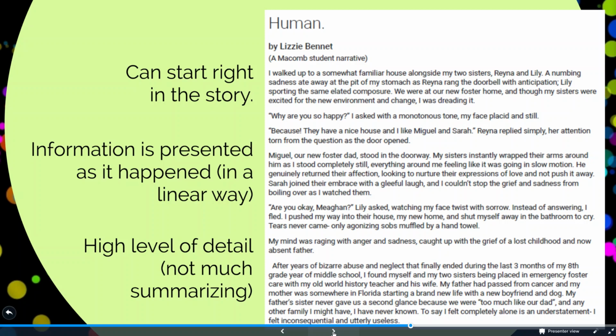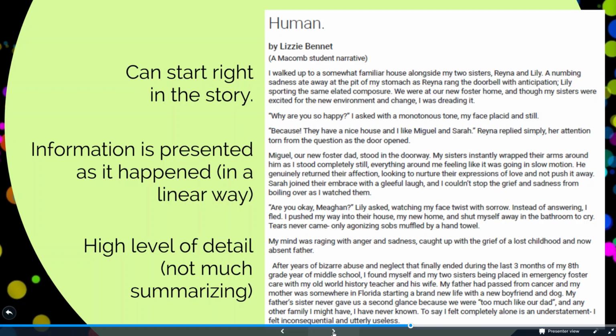Additionally, they have a high level of detail and not a whole lot of summarizing. You are actually seeing everything as it's happening. The numbing sadness that ate away at the pit of her stomach, you're feeling that with her. Raina rang the doorbell with anticipation. So instead of summarizing, my sisters and I went to a new foster home. That would summarize the whole thing. This entire scene here is playing out all of the small details of that scene.